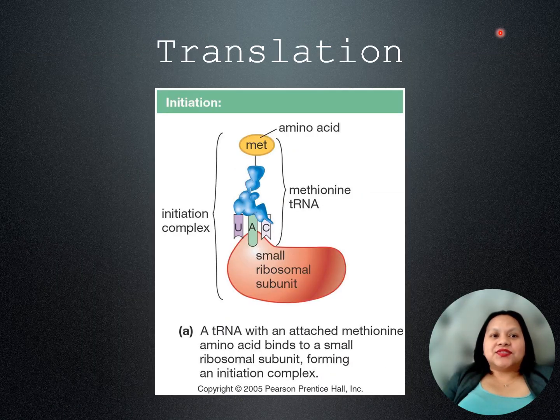Now the second step is translation. Translation will occur inside a ribosome. The small ribosomal subunit binds to an mRNA, and an initiator tRNA which adheres to the start codon. Then the large ribosomal subunit joins to complete the translation initiation complex.